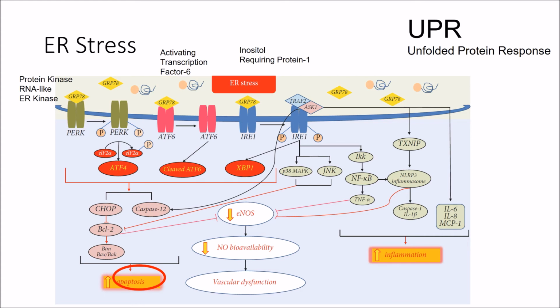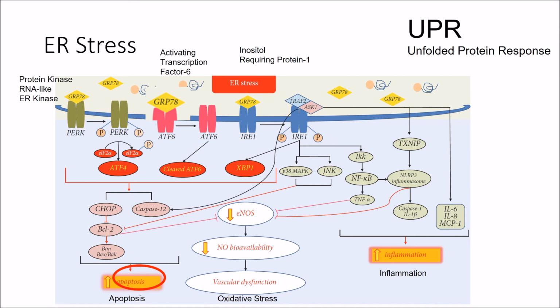Now we have to take note that in normal conditions, GRP78, which is a heat shock protein, is bound to molecules of UPR sensors. However, in ER stress, GRP78 will dissociate from UPR sensors, which in turn leads to an induction of the UPR, leading to pro-apoptotic pathways activated in stressed cells. This can lead to an induction of oxidative stress, inflammation, as well as an apoptotic response.